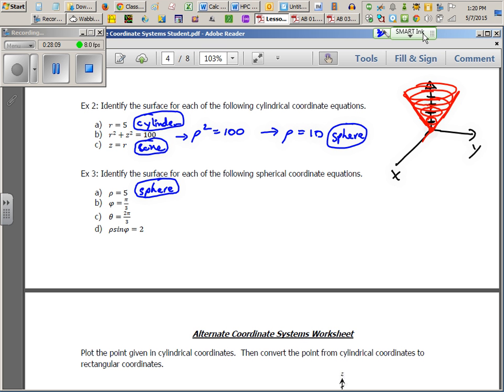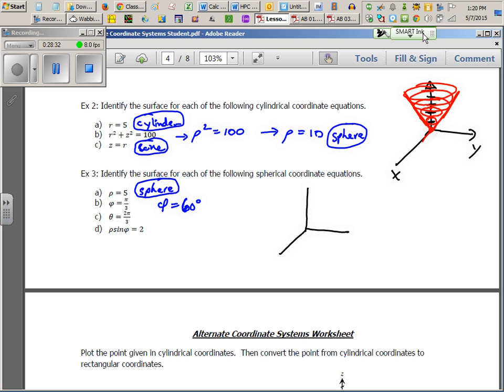This is a little bit trickier. Phi is 60 degrees. You can think in degrees if you like. Some people see this right away. This is the cone as well, right? It's the same basic idea as the drawing up above there.